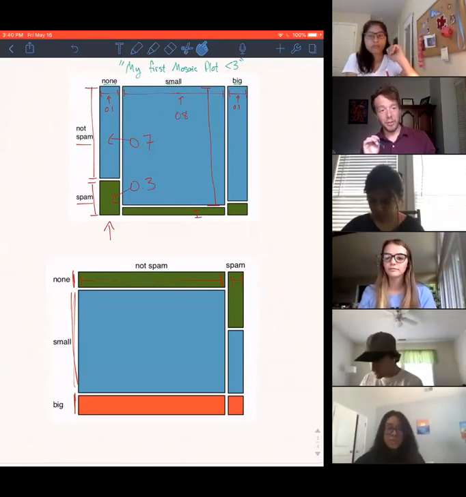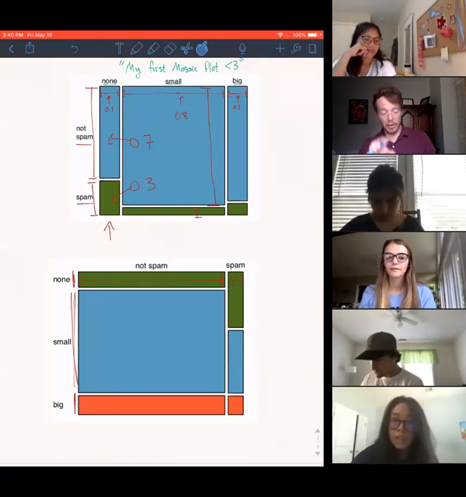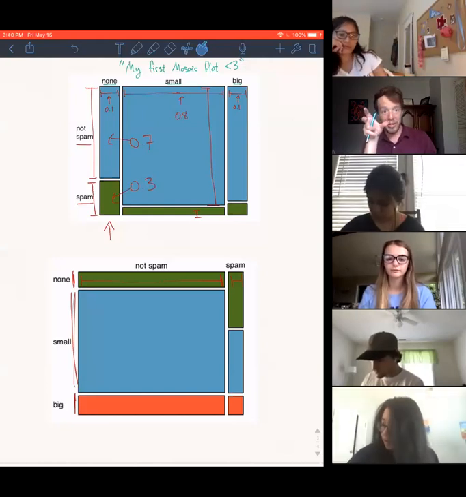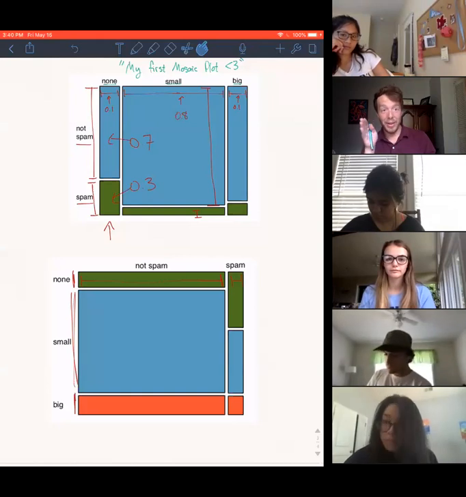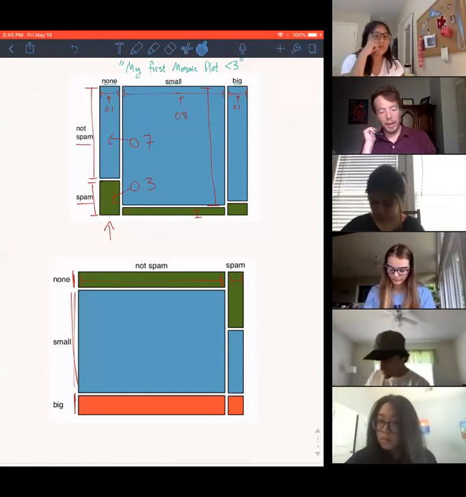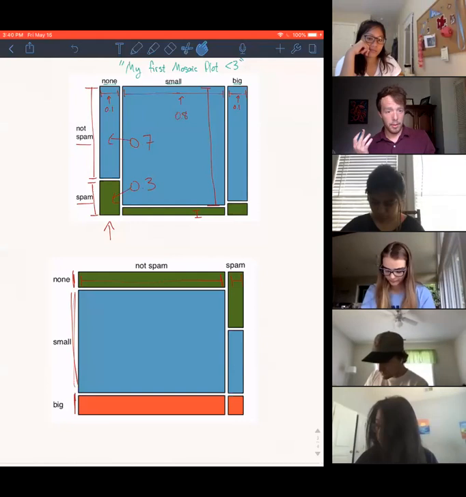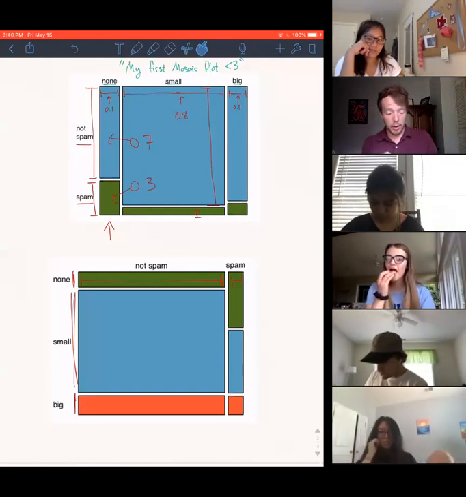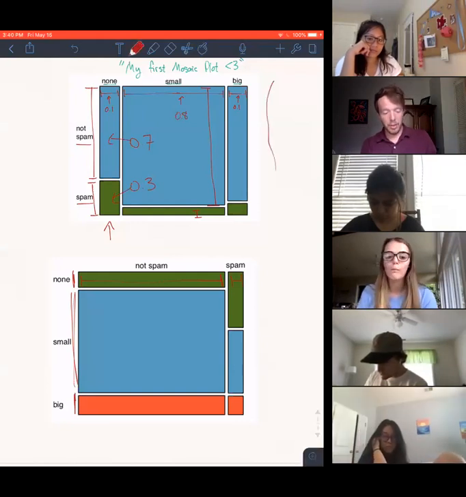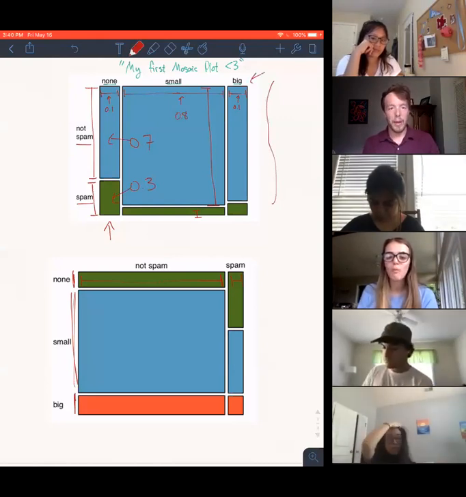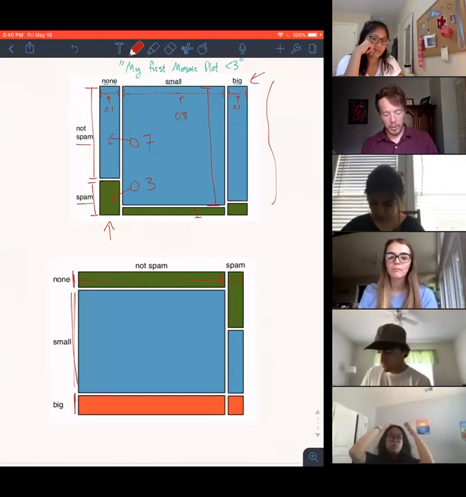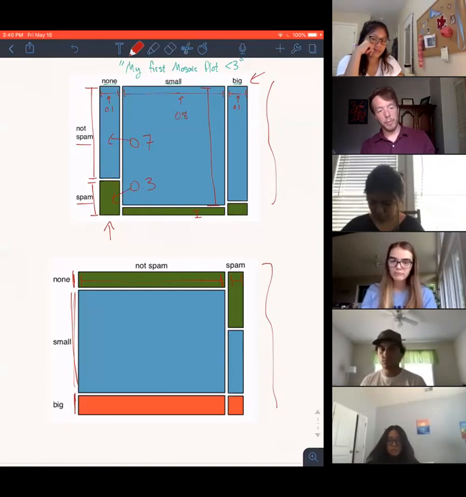Okay, so they are two distinct graphs, and they're not just each other flipped, rotated 90 degrees. They are actually very different from each other. And you would choose the order in which you want to graph them usually based on what question you're asking, right? This plot right here answers the question, what is the breakdown in each of the number groups of spam and not spam? Whereas this is saying, what is the breakdown in each of the spam groups of number?